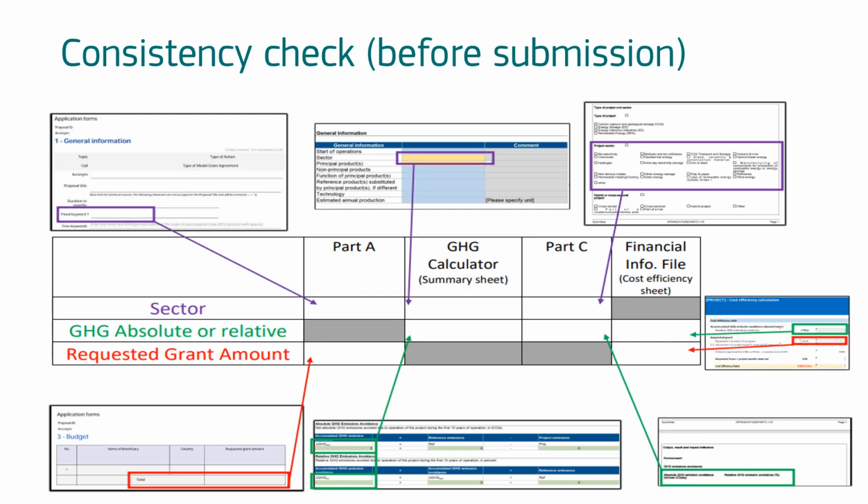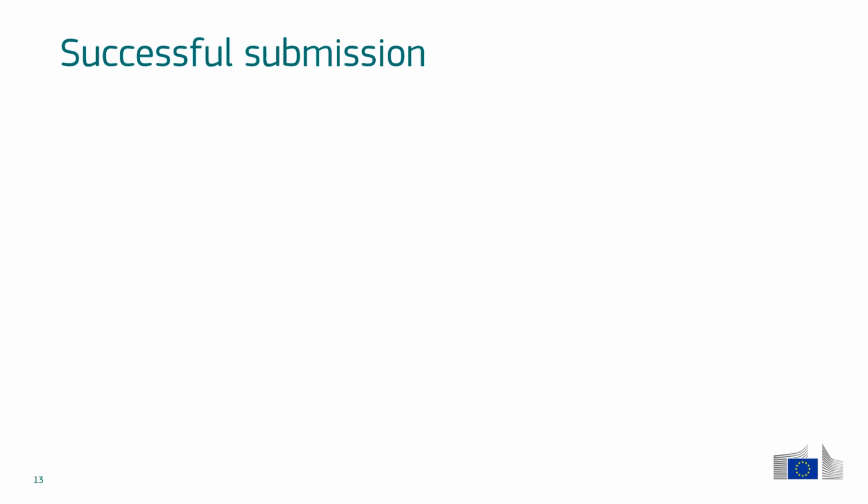Before submitting, make sure that you provide consistent data concerning the choice of sector, the absolute and relative GHG emission avoidance, and the requested grant amount. This table will help you to do a consistency check of this data through the different documents. This way, you can avoid simple mistakes and facilitate the assessment of your proposal.